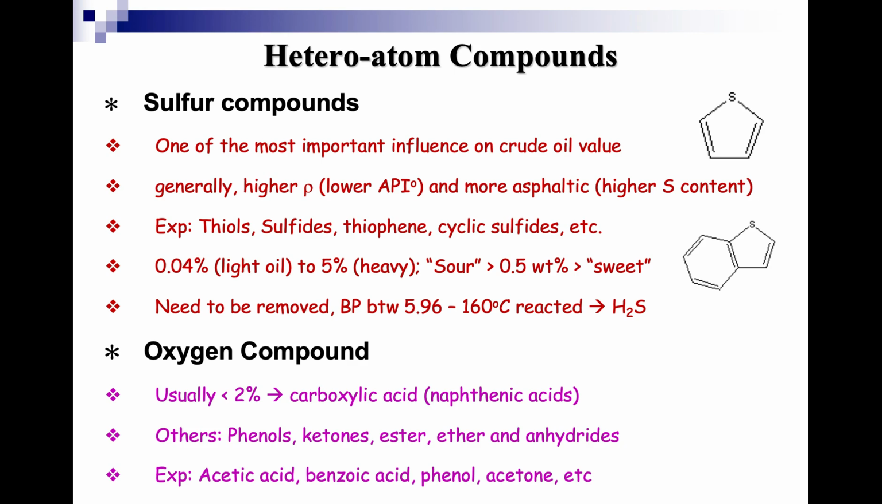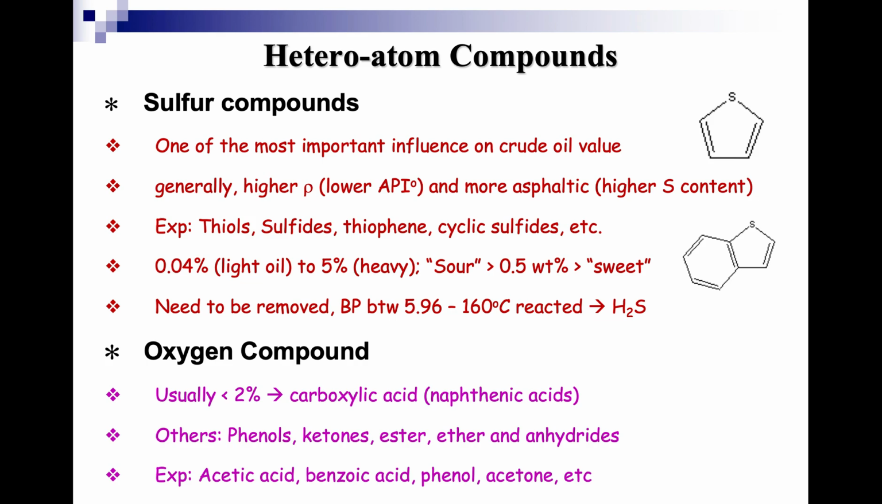Okay, next one, for the sulfur, it needs to be removed for the boiling point between 5.696 until 160 degrees C. When it is treated, it will produce hydrogen sulfide, which is not desirable. For the sour and the sweet content, you can refer to the previous slides.